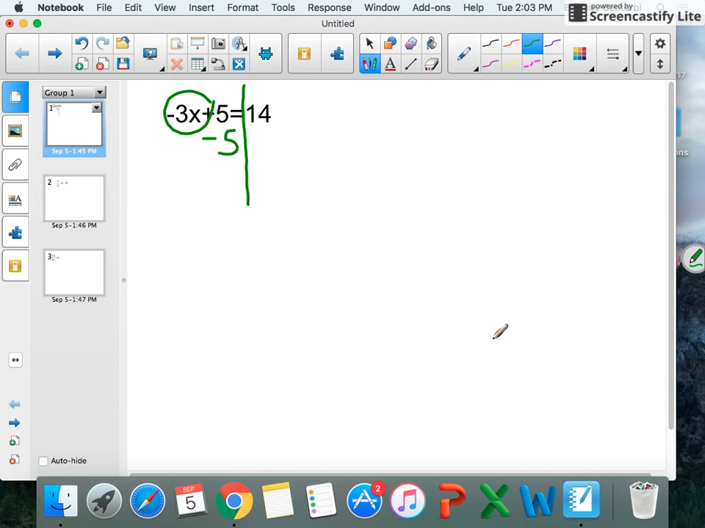Now if I do it to one side, I have to do it to the other side. Then I'm just going to bring down everything that I have. So there is still a negative 3x there. I did not touch that negative 3x, so I'm going to bring that down on the same side of the equation. 5 minus 5 is 0, so that just cancels out. I do not have to write the 0. And then bring down the equal sign, and then here I'm going to just do my math. 14 minus 5 is 9.